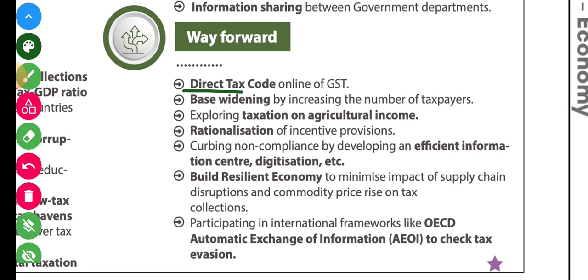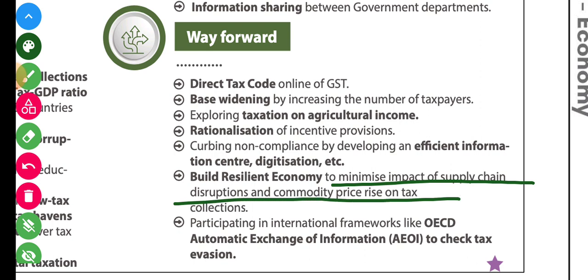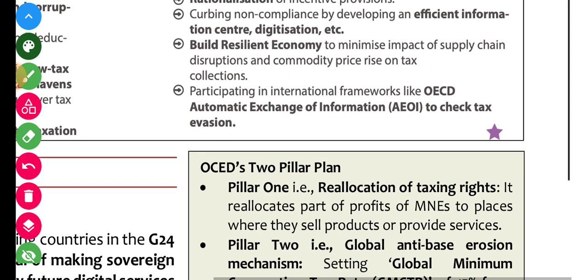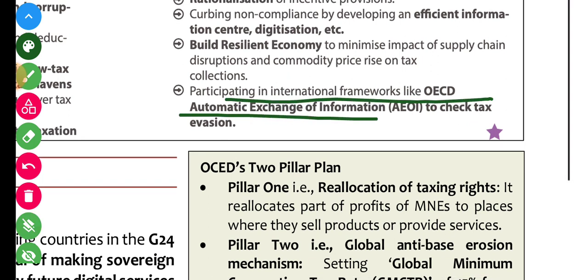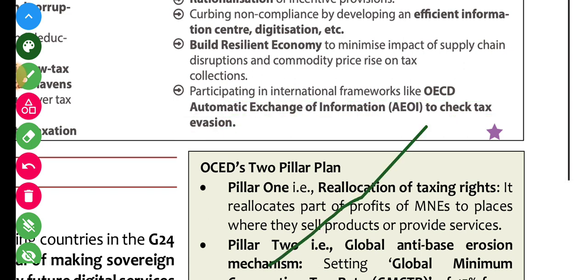Way forward: direct tax code online to GST, base widening by increasing the number of taxpayers, exploring taxation on agricultural income, rationalization of incentive provisions, efficient information center digitization, etc. Build a resilient economy to minimize the impact of supply chain disruptions and commodity price rise on tax collections. Next is participating in international frameworks like the OECD automatic exchange of information to check tax evasion. So keep this in mind.